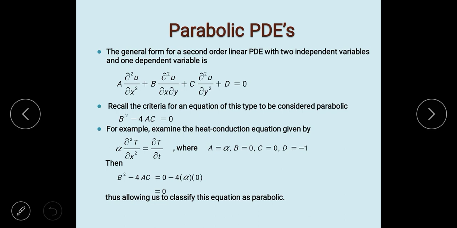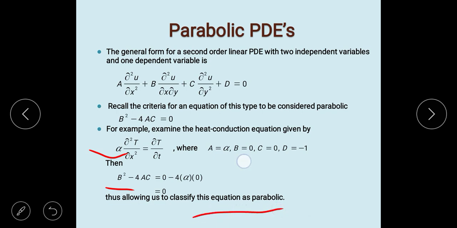So b square minus 4ac equal to 0 is nothing but a parabolic PDE, which comes under the heat conduction equation. Here we are using the Fourier law of heat conduction. So the Fourier law of heat conduction comes under parabolic PDE. If you solve this equation, you will get b square minus 4ac equal to 0. It means it's a type of parabolic.